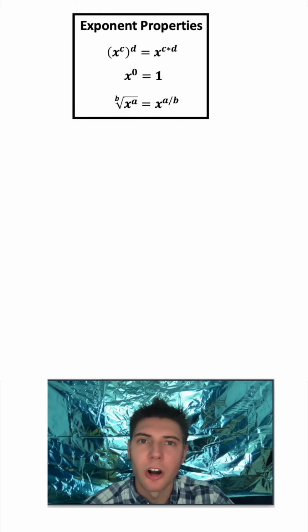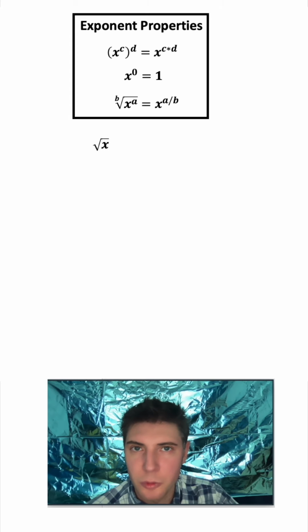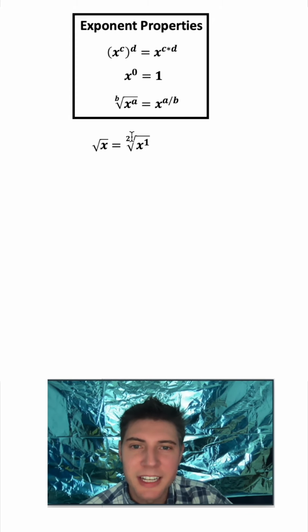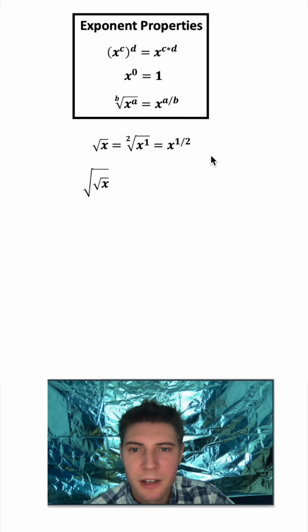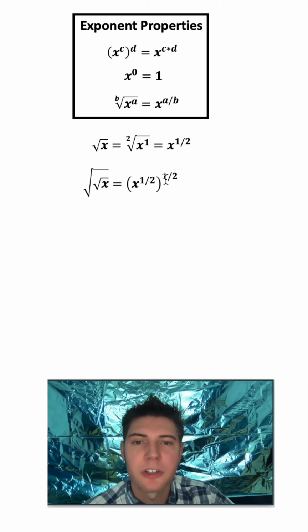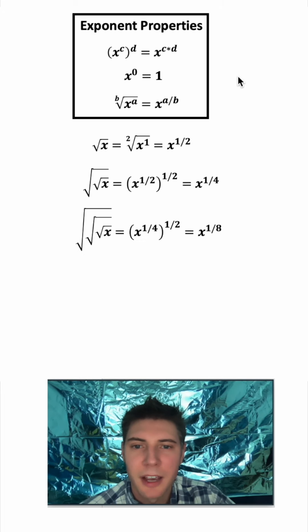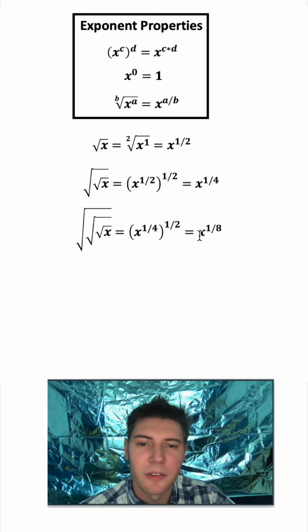So since we're trying to cover all different types of numbers, we're just going to call it the square root of x. Now this square root has an index of 2, and it's to the power of 1. So using this bottom property, we're going to rewrite it as x to the 1/2. Now if we take the square root of that square root, that's going to be like taking the 1/2 to the 1/2 power. And using this property, that's going to give us x to the 1/4. And then we can take the square root again, and that's going to give us x to the 1/8.